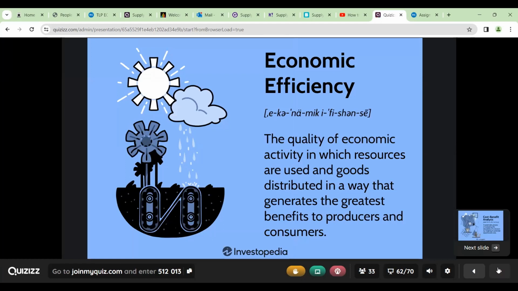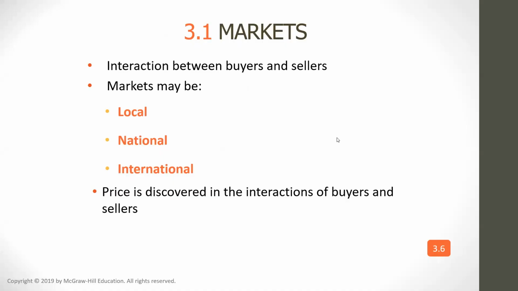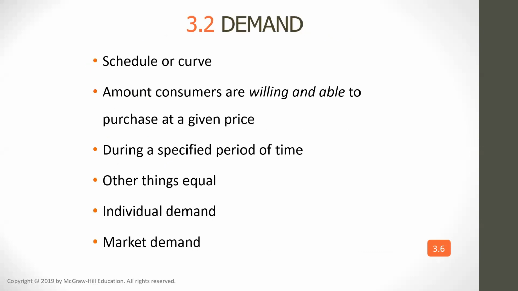So economic efficiency is the quality of economic activity in which resources are used and goods distributed in a way that generates the greatest benefits to producers and consumers. Efficient is good, but it's still unequal. There can still be a very high concentration of buyers and sellers. Like we said, it's a constant negotiation between buyers and sellers to get to equilibrium in the long term. So they're constantly negotiating together to get to the equilibrium in the long term.